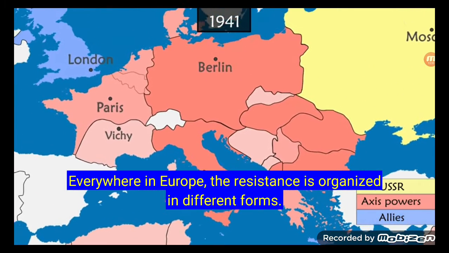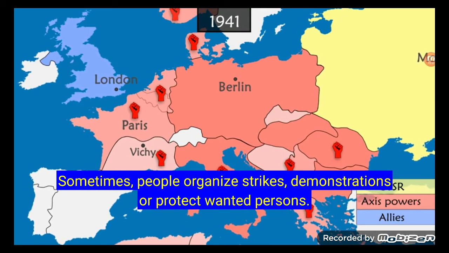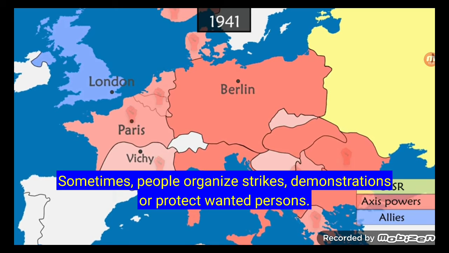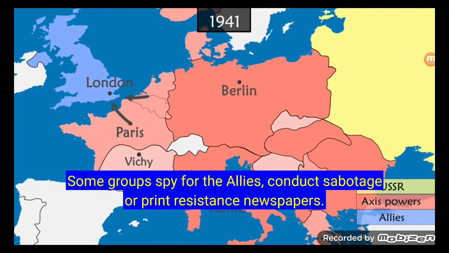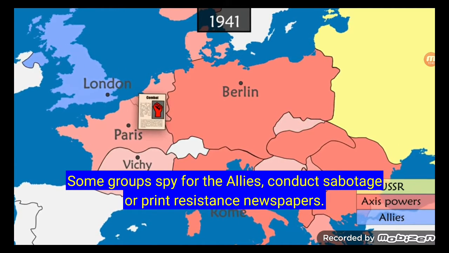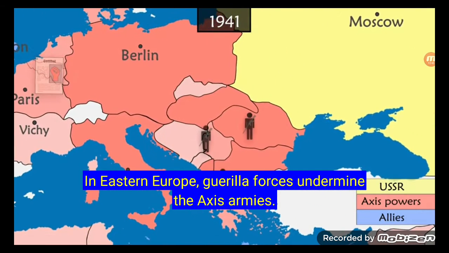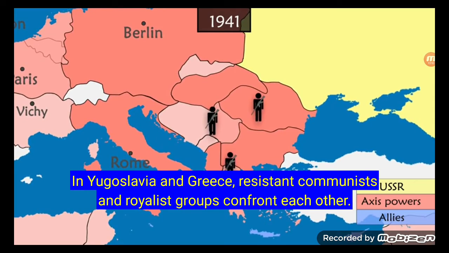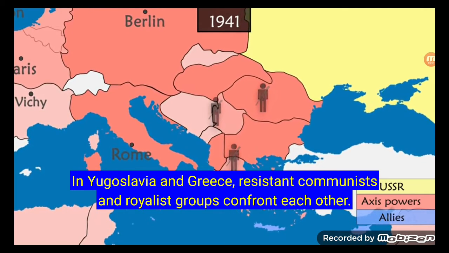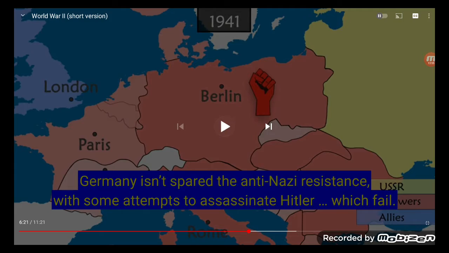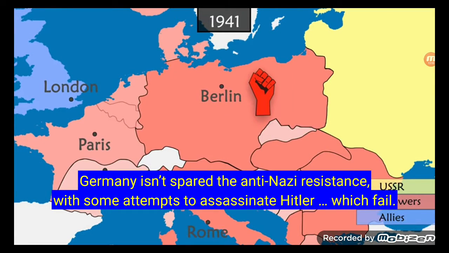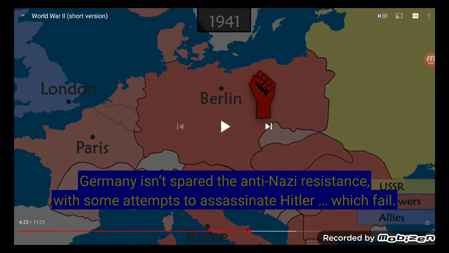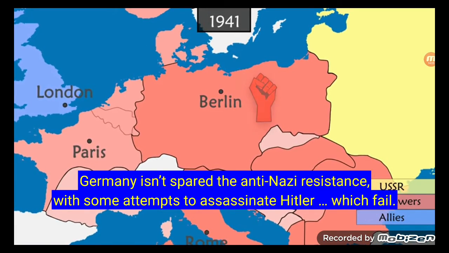In Europe, the resistance is organized in different forms. Sometimes people organize strikes, demonstrations, or protect wanted persons. Some groups spy for the Allies, conduct sabotage, or print resistance newspapers. In Eastern Europe, guerrilla forces undermine the Axis armies. In Yugoslavia and Greece, communist and royalist resistance groups confront each other. Germany isn't spared the anti-Nazi resistance. Some attempts to assassinate Hitler fail.